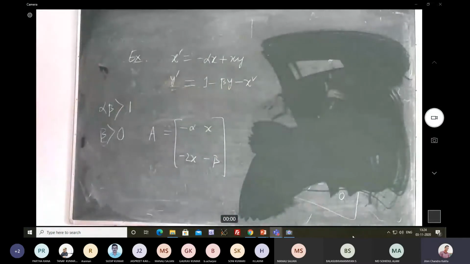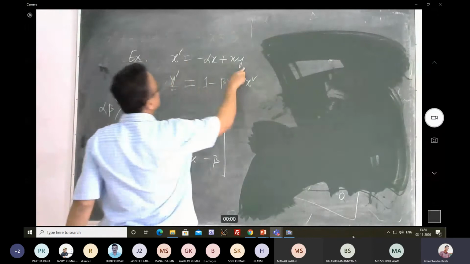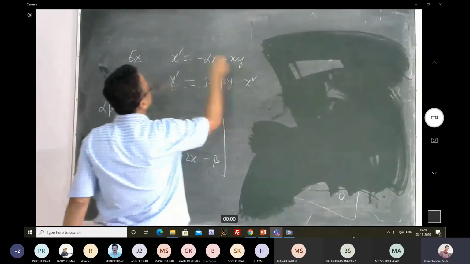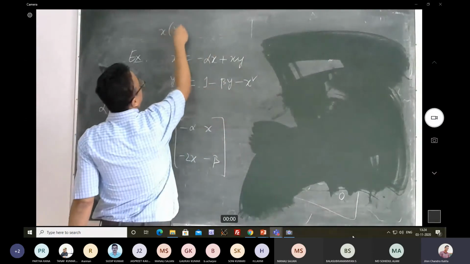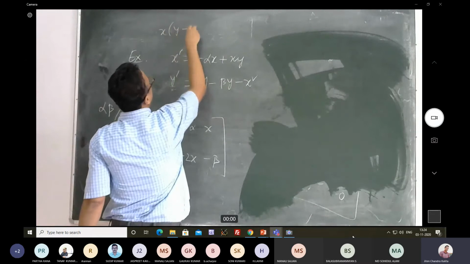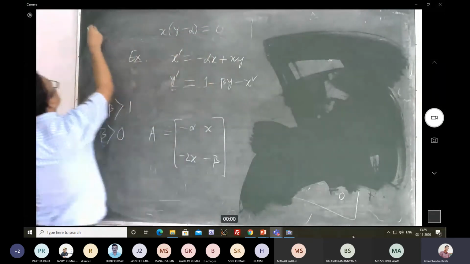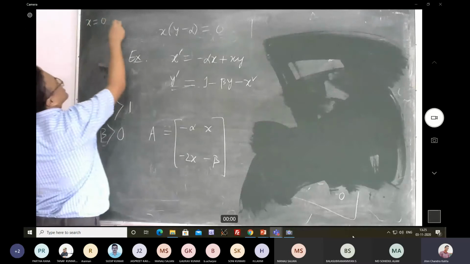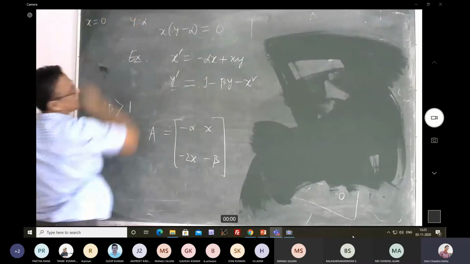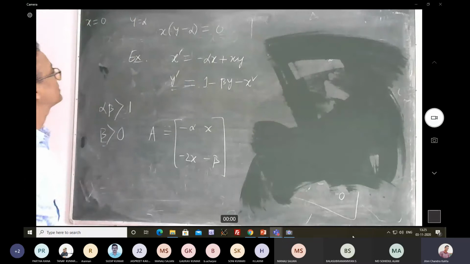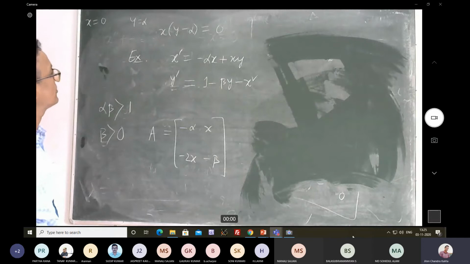So before that, can you find out the critical points? Can you find out the critical points? See, from the very first equation, what I'm going to get? x into y minus alpha, this is equal to 0. So obviously your x equal to 0, y equal to alpha, right? So when your x equal to 0, so then y equal to what?